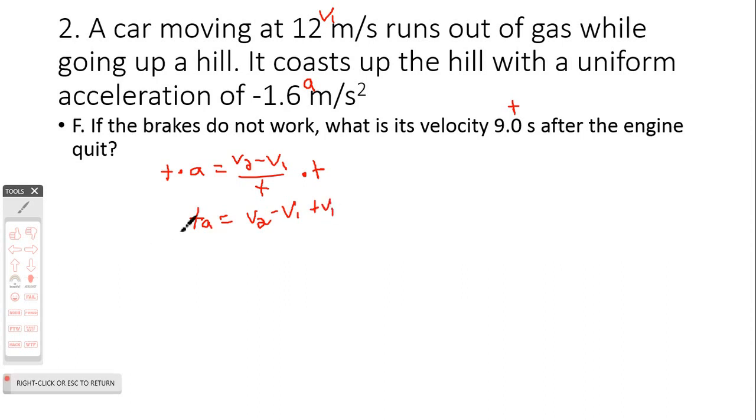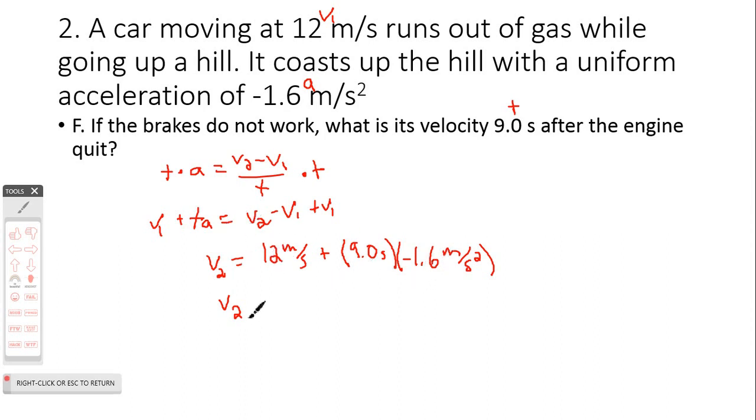To get rid of the V1, I'm going to add V1 to both sides. And I'm left with V2 is equal to 12 meters per second plus time, which was 9 seconds, multiplied by my acceleration of negative 1.6 meters per second squared. A couple things we should notice here. If I take just 9 times 1.6, forgetting about the negative for a minute, that's going to give me a number that's actually bigger than 12. So if I turn that into a negative, 12 plus that is going to be some negative number, which makes sense, because 9 seconds is more than 7.5 seconds, which means at this point, if there's no brakes, it's rolling backwards.